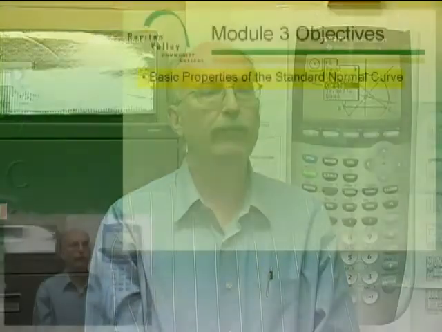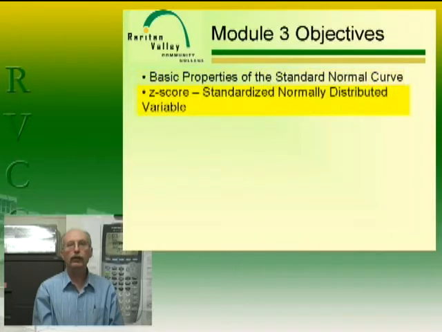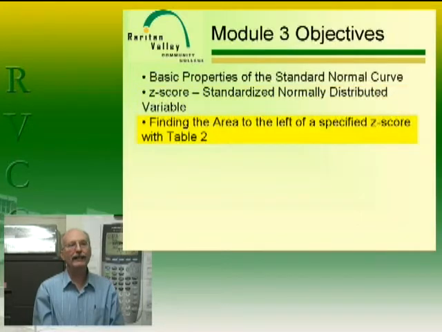This is our second session on statistics, and this is Module 3, which looks at normally distributed variables. The specific objectives for this module are as follows. First, we're going to look at the basic properties of the standard normal curve. Next, we're going to look at the z-score, or the standardized normally distributed variable. Next, we're going to look at finding the area to the left of a specified z-score using Table 2 in our book, Weiss on Statistics.